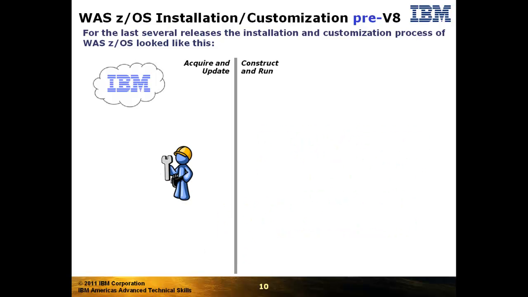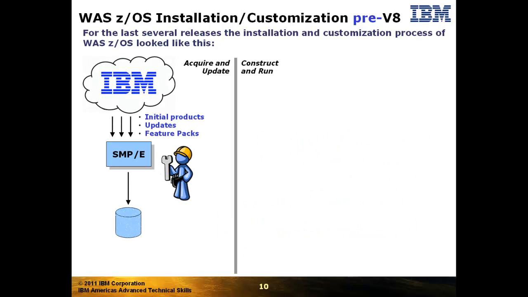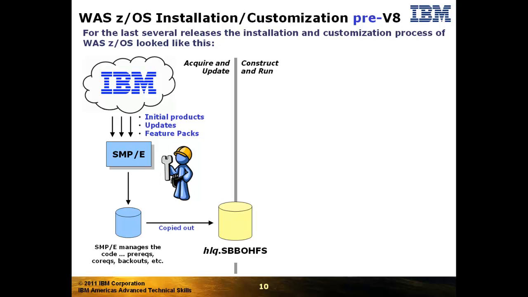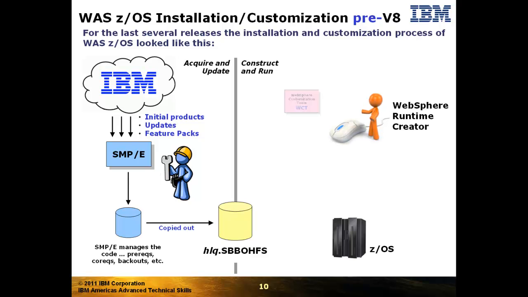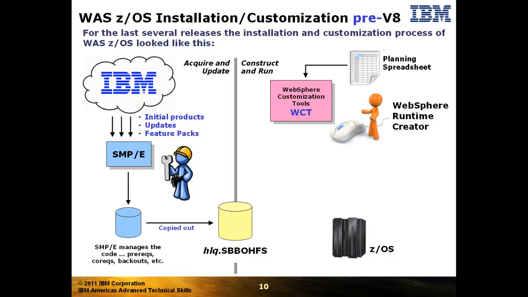The product code was acquired from IBM in an SMPE format, and SMPE was used to install the product and maintain it. The SMPE managed copy of this file system was then copied out of what was known as the service zone and mounted, again usually at the default /user/lpp/zwebsphere/v7r0 or whatever. Once that was accomplished, the construct and run phase could begin.